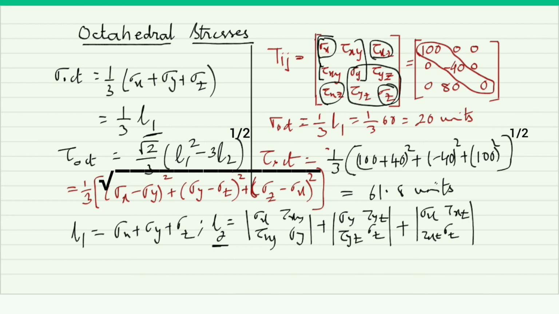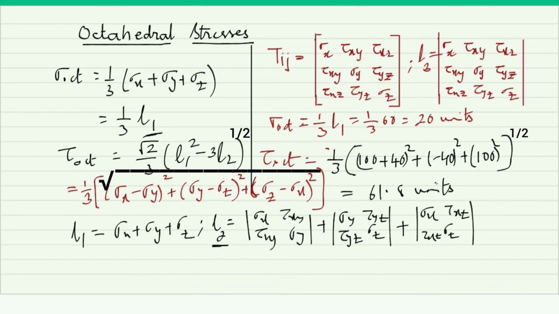So this L2 is the second invariant, and coming to L3, the third invariant, it is nothing but the determinant of the given stress matrix. So L3 is nothing but the determinant of the given stress matrix. In this way we can find the normal octahedral stress sigma octahedral and the shearing octahedral stress, that is tau octahedral.